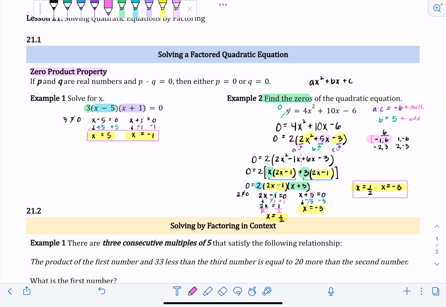Okay, so 22.1 is solving by factoring in context, which usually means we have real world types of problems, which means word problems, basically. So there's only 2 examples here. They are going to be a little bit on the longer side, so just bear with me.